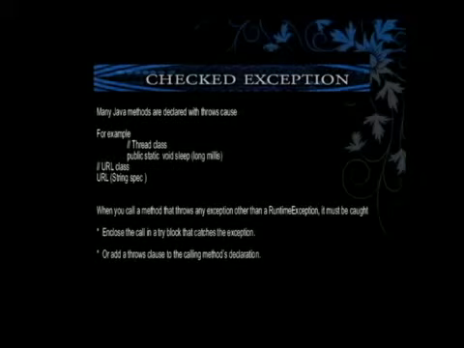Throughout the Java library, you will find methods declared with throws clauses. Whenever you call a method that throws any exception other than a runtime exception, it must be caught. You can do this in one of two ways. The first method: enclose the call in a try block that catches the exception. Second method: amend the calling method declaration to indicate that it throws the exception.